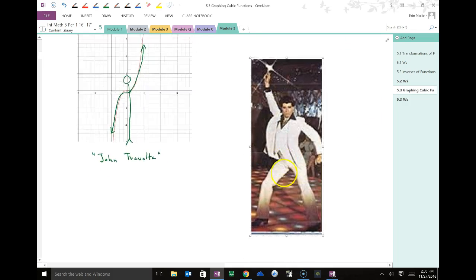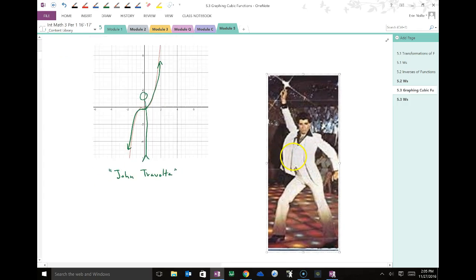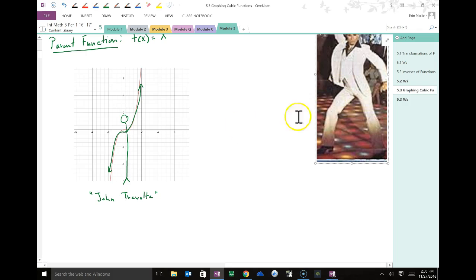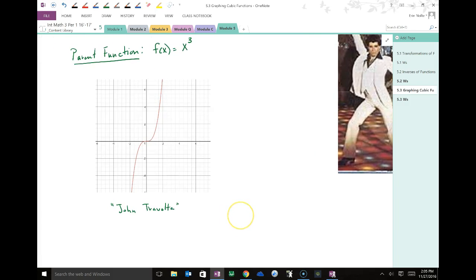So the pieces that are important about this function. Let me erase my little picture. We needed to know what the domain is, what the range is, and what the end behavior of this function is, so that we understand it fully.